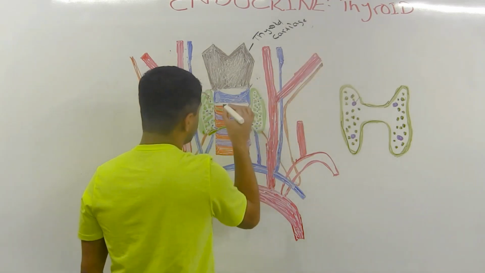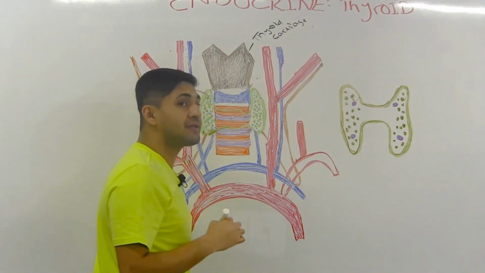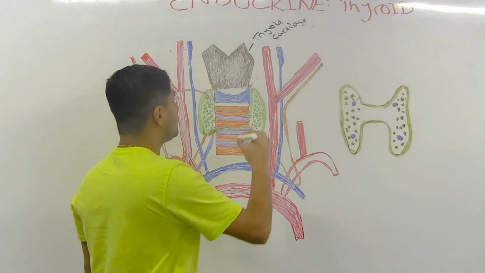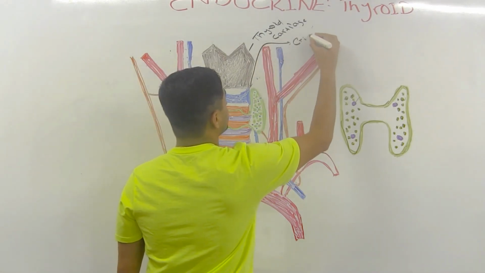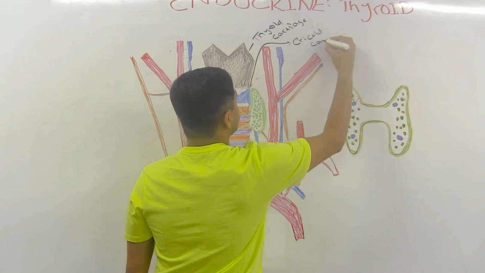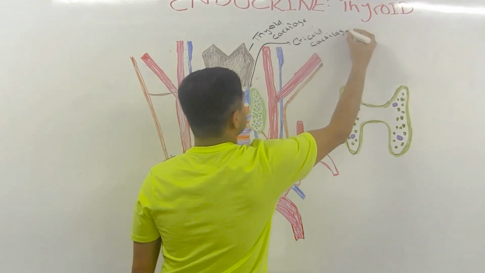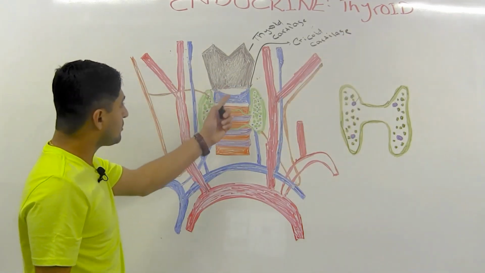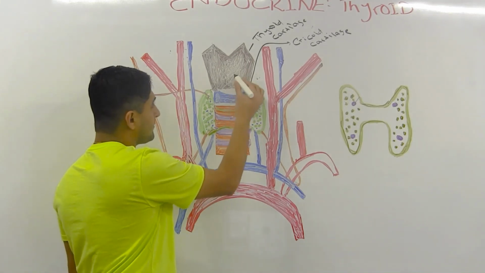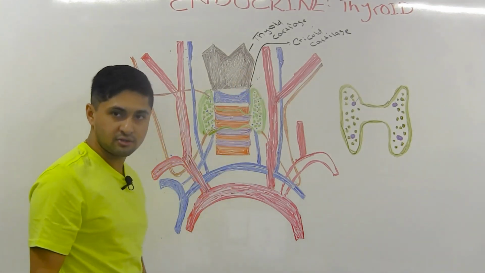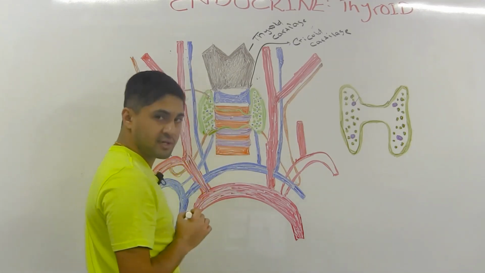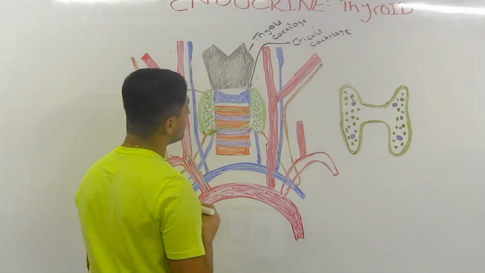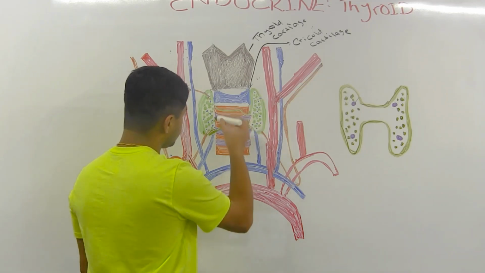And below that, this one in blue is also a cartilage, and this is called your cricoid cartilage. What is connecting these two is a ligament, the cricothyroid ligament, connecting the thyroid cartilage and the cricoid cartilage. And in this orange, you see your trachea, below the cricoid cartilage.